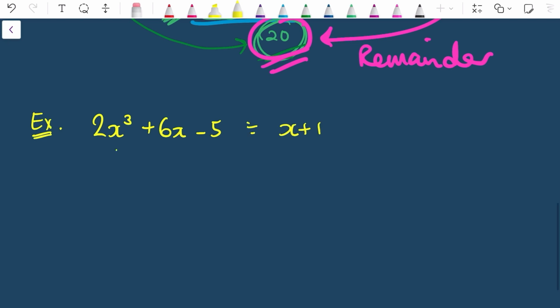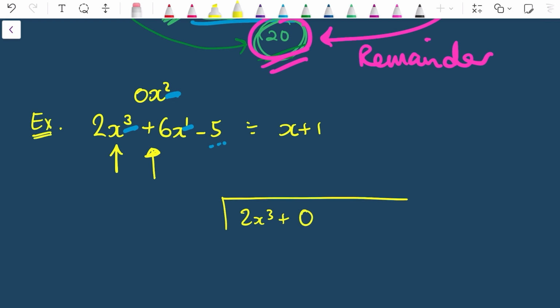So we've got x cubed, then we've got x to the power of 1, which means I'm missing, and I need to write this in, I'm missing my x squared. So I've got to add that in as 0x squared when I start my working out. So I've got x cubed, x squared, x to the 1, and my constant. So I'm going to write this as 2x cubed plus 0x squared plus 6x minus 5 divided by x plus 1. And then I start the process.